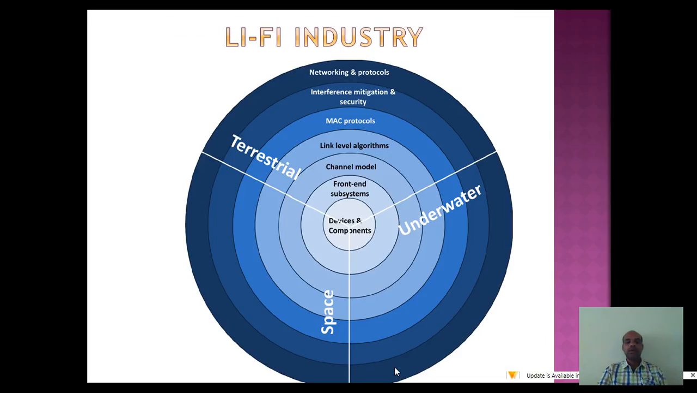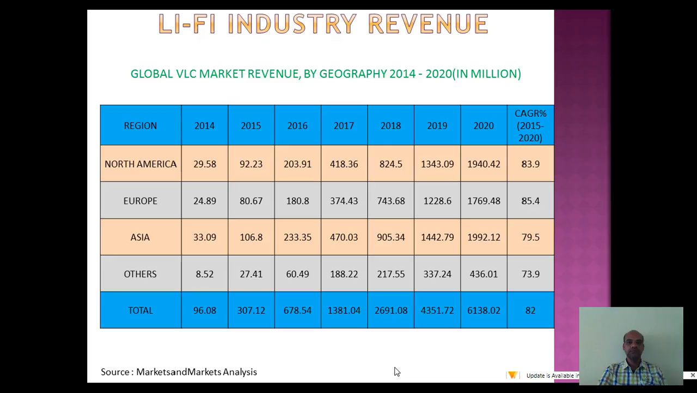So what is the industry like right now? This is the region-wise analysis and growth rate. North America, year-wise 2014-15 up to 20, and what is the growth rate? 83.9, Europe 85.4, Asia 79.5, and others 73.5. Total growth rate is 82.